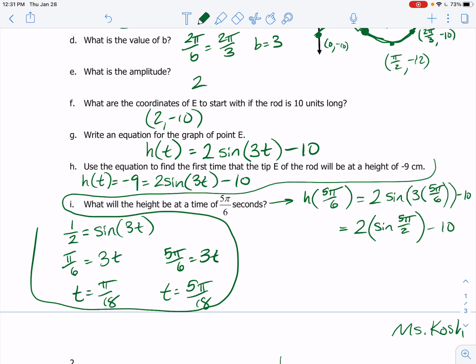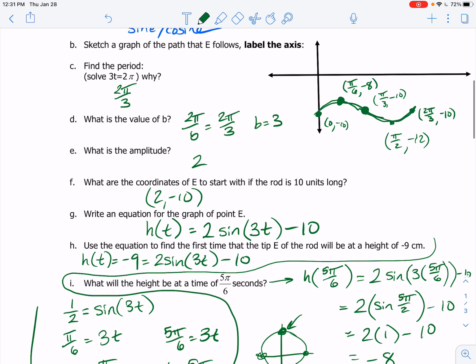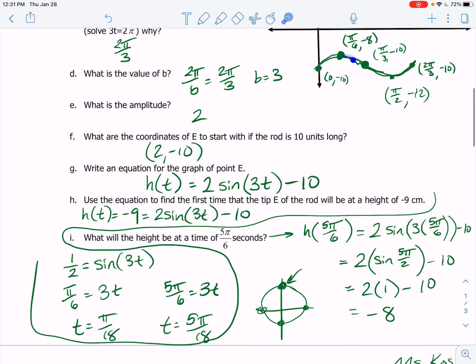5 pi over 2, when I think unit circle, I think 1 pi over 2, 2 pi over 2, 3 pi over 2, 4 pi over 2, 5 pi over 2 is right here. That sine value is 1, so this is 2 times 1 minus 10. That's negative 8. If we come back to this curve, here's 0, 1 pi over 6, 2 pi over 6, 3 pi over 6, 4 pi over 6, 5 pi over 6 is going to be at the top again. So our curve here matches what we would expect to see here.